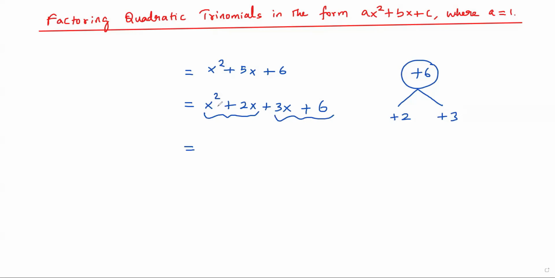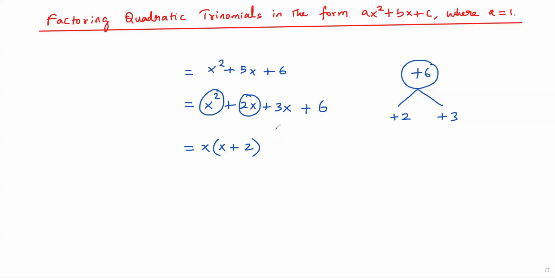Now in the first group, what is the greatest common divisor for the two terms x² and 2x? That is x. So we can factor x from the terms in the first group. If I factor x out, I get x(x + 2). To get this result, it's very simple. You just divide x² and 2x by the x we factored out. When I divide x² by x, it's just x. When I divide 2x by x, I just get 2.